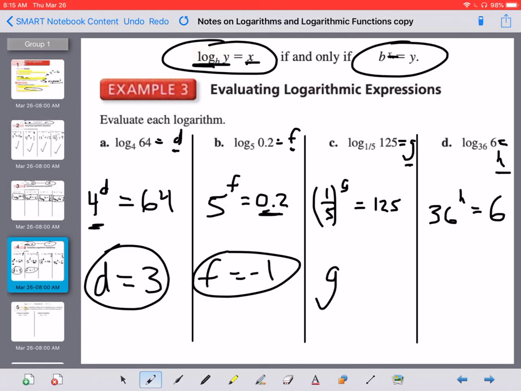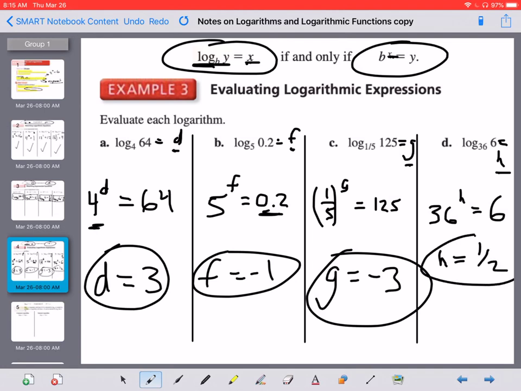G, we know that 5 to the third is 125. Well, how do I change 1/5 into 5? Negative exponent. G is -3. It'll flip the 1/5, making it 5 because of the negative, and then 5 to the third is 125. And then finally, H, we know the square root of 36 is 6. Well, how do we represent the square root as an exponent? 1/2. And there it is.